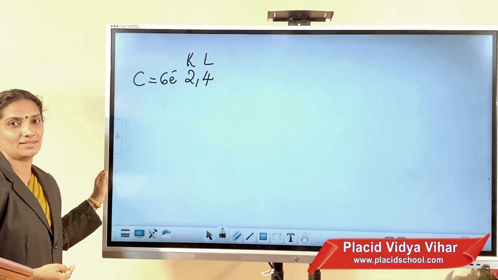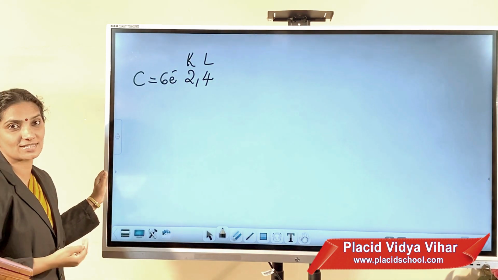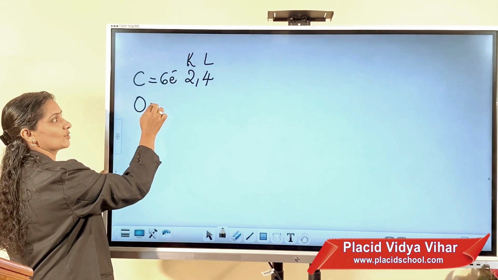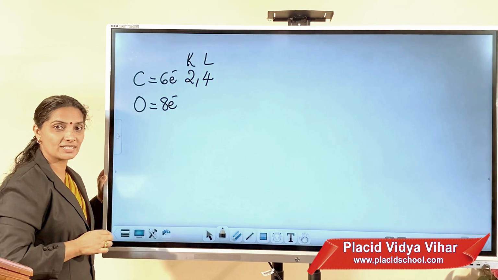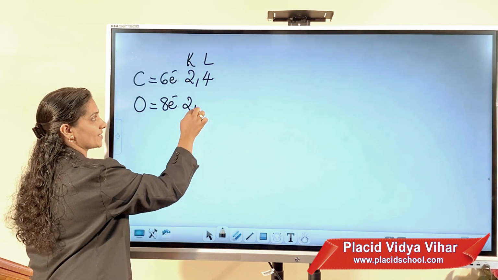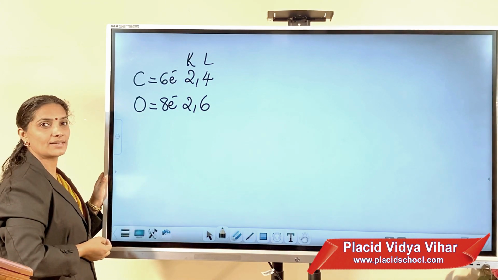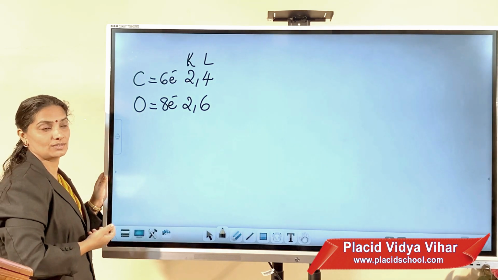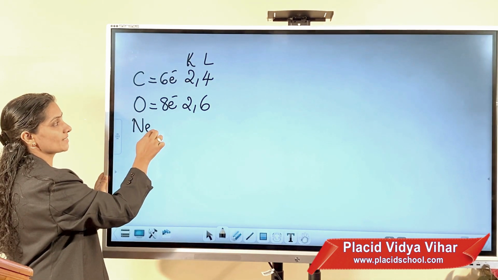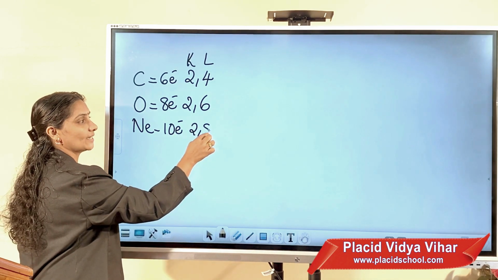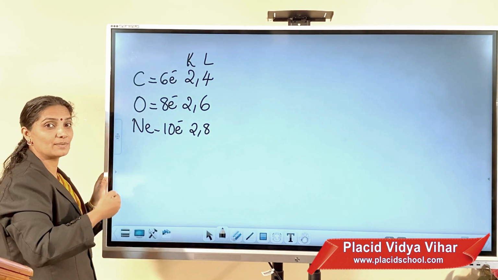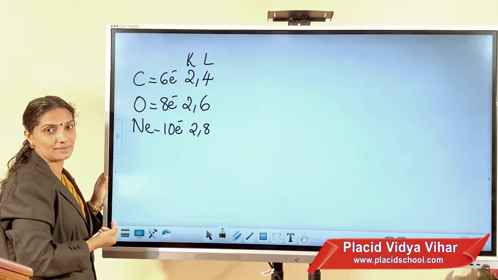Consider another one, the most familiar element, oxygen. Oxygen has 8 electrons and its configuration is 2, 6. Then neon. Neon has 10 electrons. Configuration is 2, 8. The next element in the periodic table is sodium.